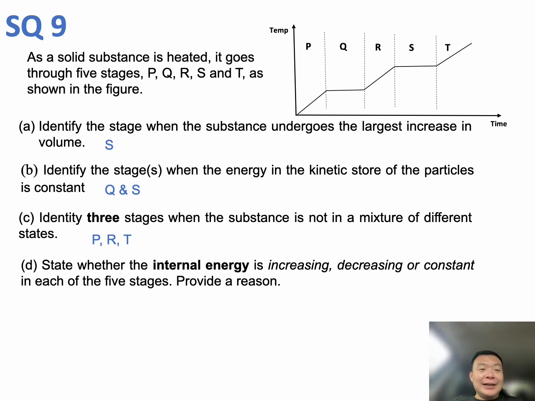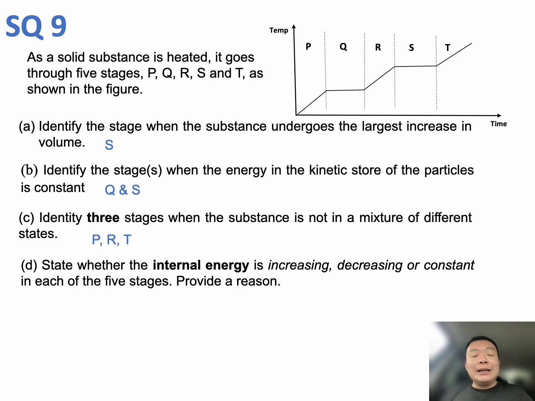Alright, for this question, we are looking at the heating curve. So it's important to know for a heating curve which part of the curve refers to heating up of the object and which part of the curve refers to a change of state in the object. So in this heating curve, you can see that segments Q and S, these lines are flat and horizontal.